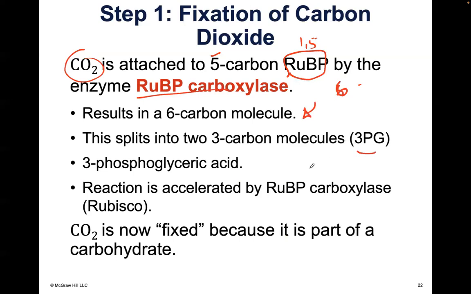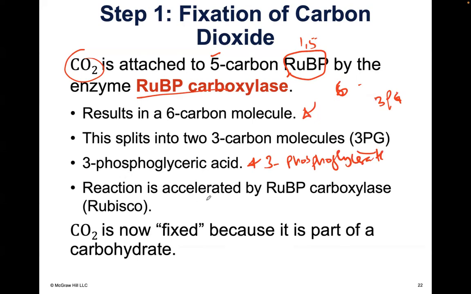3PG is called 3-phosphoglycerate. Sometimes it's called 3-phosphoglyceric acid. Either way you pronounce it, no one is going to ask you to write this in the exam. Just write 3PG. It's okay.